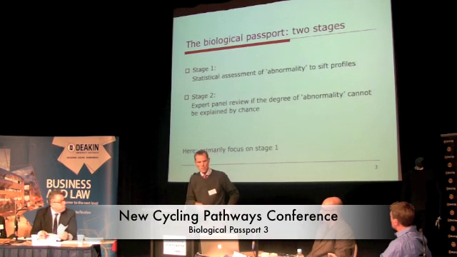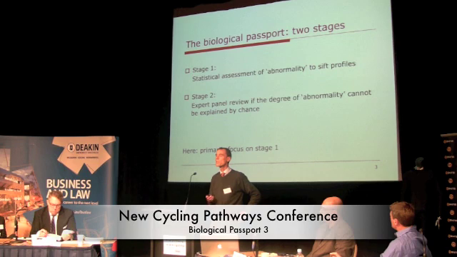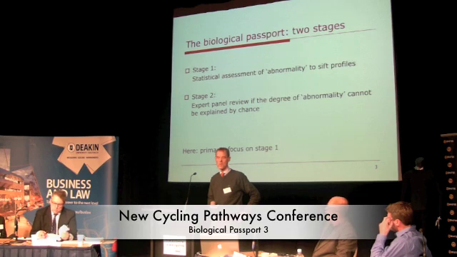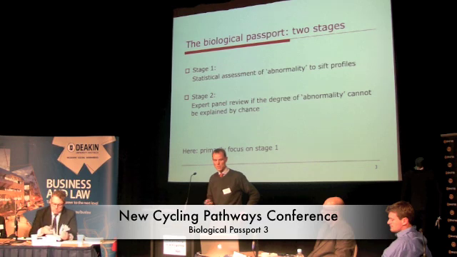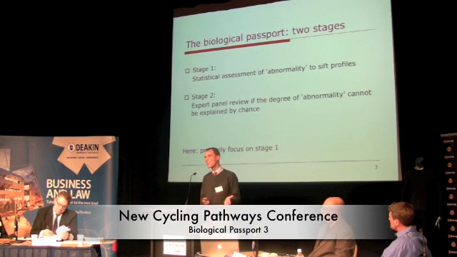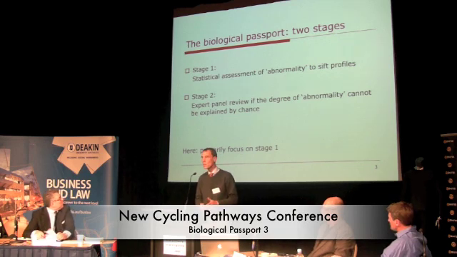And so the 2 stages of the biological passport. First, there's a statistical assessment, a calculation to sift profiles. So imagine you have a database of hundreds or even thousands of blood profiles. How to manage those? That's statistics, the calculation to sift the profiles, and then comes stage 2, an expert panel review, to distinguish between chance and an external cause. That external cause can be doping, or it can be altitude, or whatever. I will primarily focus on stage 1, and Michael will say more about how the panel review works.